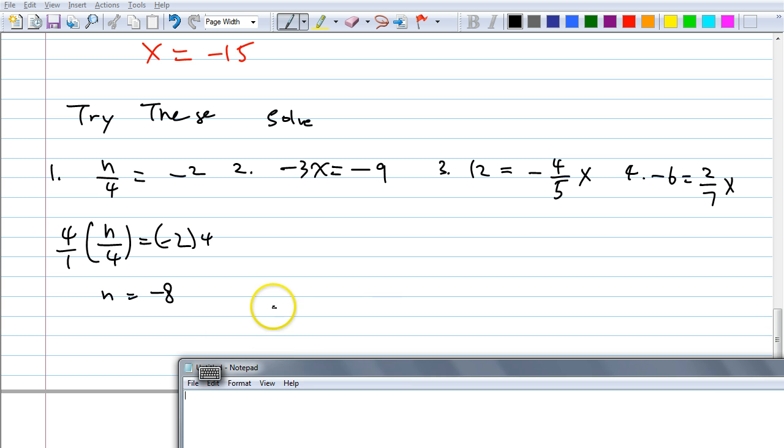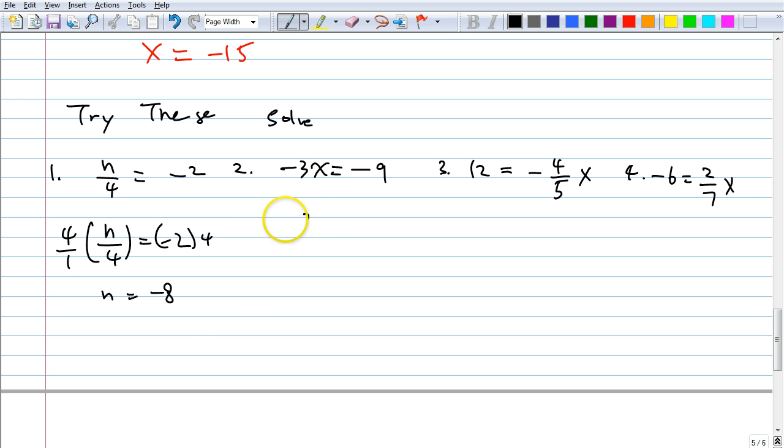What about number 2? Who could help me with this one? Negative 3x equals negative 9. Sydney, we called you. Brajan, what do I do? Divide by negative 3, because negative 3 is multiplying x. How do you undo multiplication? You divide by the same number. Negative 9 divided by negative 3 equals positive 3. How many people put down positive 3? Very good.